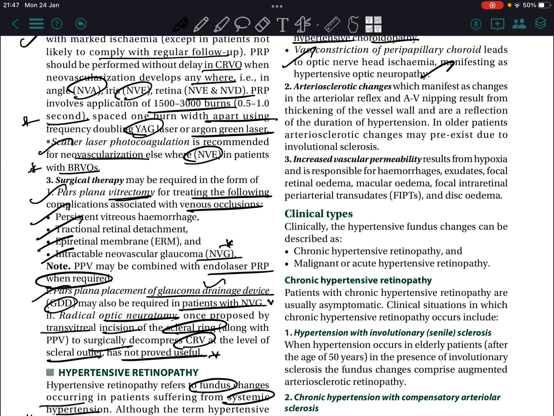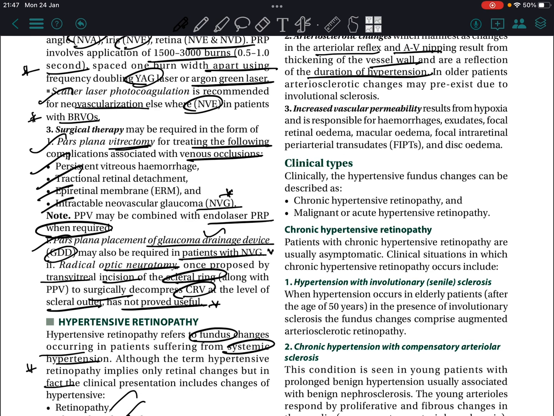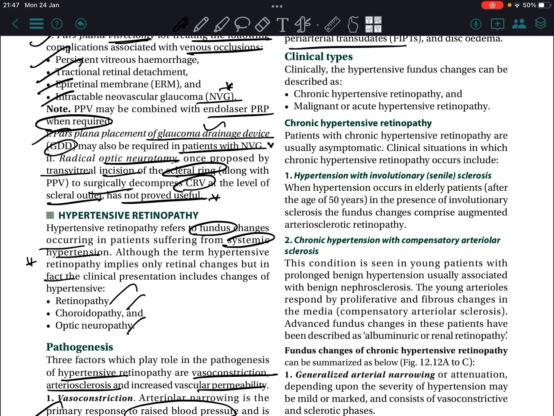Arteriosclerotic changes, which manifest as changes in arterial reflex, AV nipping, thickening of vessel wall, depend on the duration of hypertension. Increased vascular permeability results from hypoxia and is responsible for hemorrhages and exudates, focal retinal edema, macular edema, and focal intraretinal periarterial transudates. Clinical types: chronic hypertensive retinopathy and malignant retinopathy.